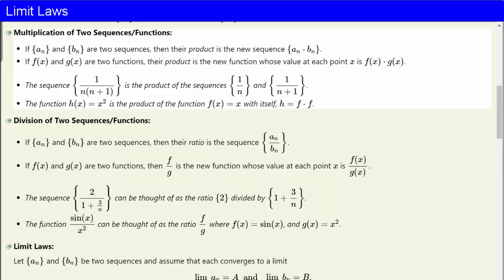The function h(x) equals x squared can be thought of as the product of the function f(x) equals x with itself. h is f times f.